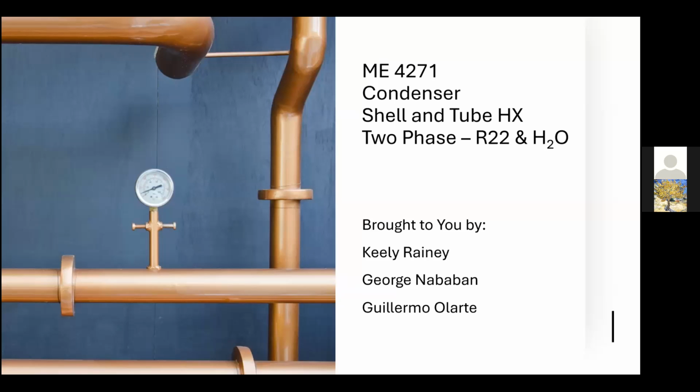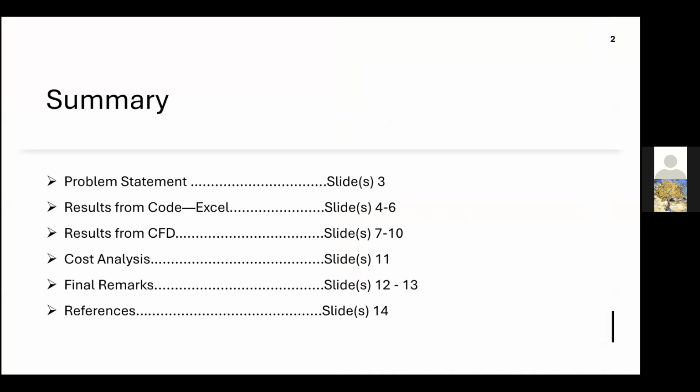This is group 5 for class ME 4271. We're going to be talking about a condenser shell and tube heat exchanger using refrigerant R22 and water. What we'll be going through is our problem statement, the results from our calculator, the results from our CFD, cost analysis, and final remarks overall.